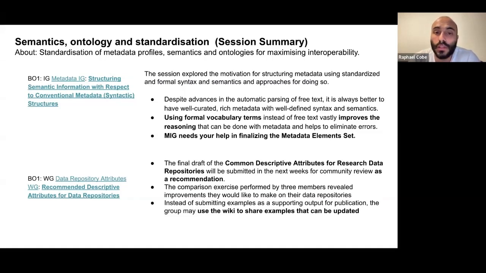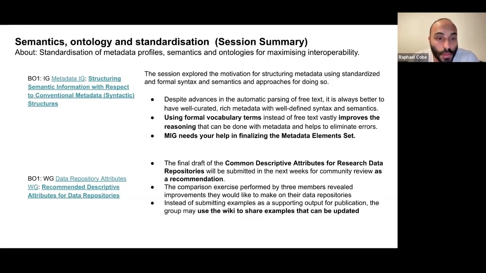So the point is that using formal syntax and semantics is much better than having unstandard metadata. Using formal vocabulary terms is something very important to improve the reasoning that you can do within metadata. The group needs to help finalize the metadata element set, and that's what they have been working on: defining these formal terms and grouping them into the metadata element set.